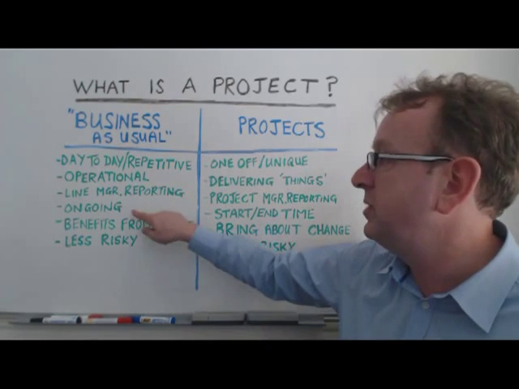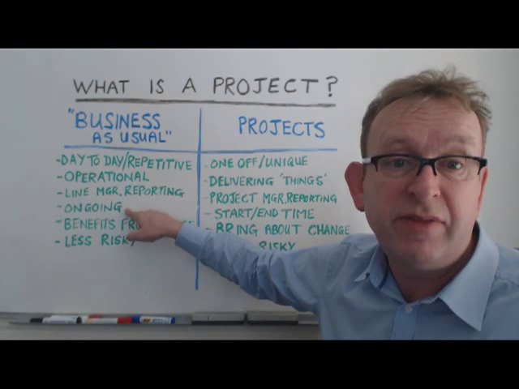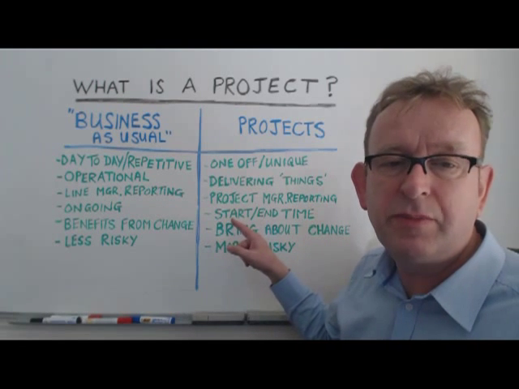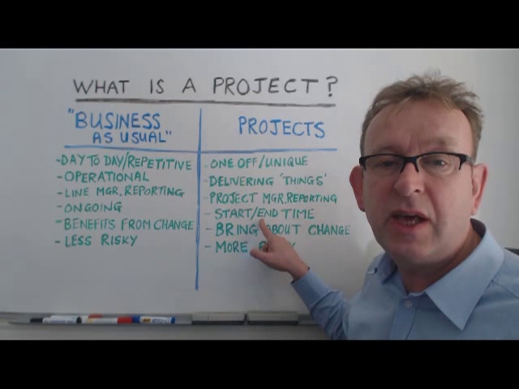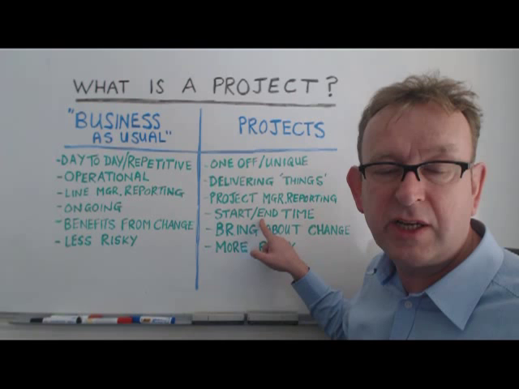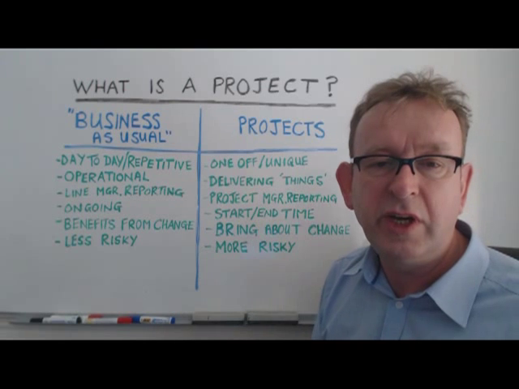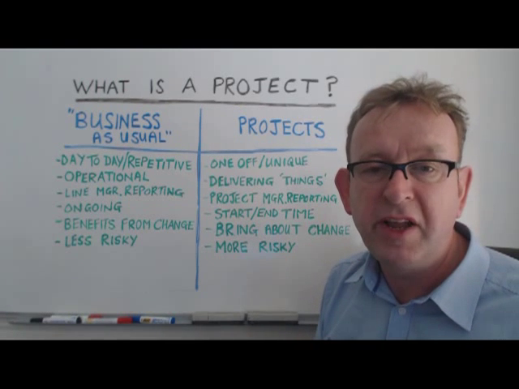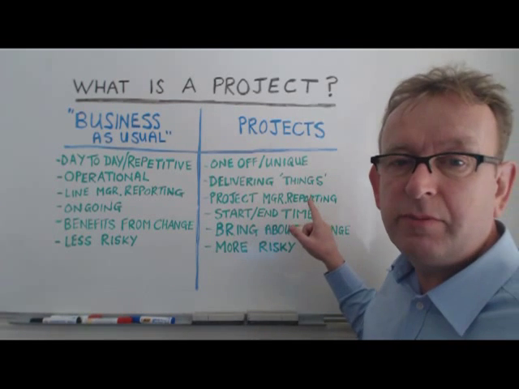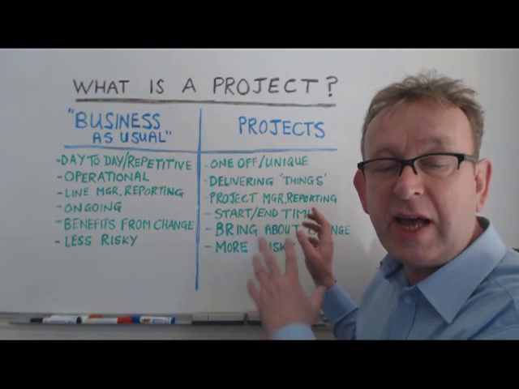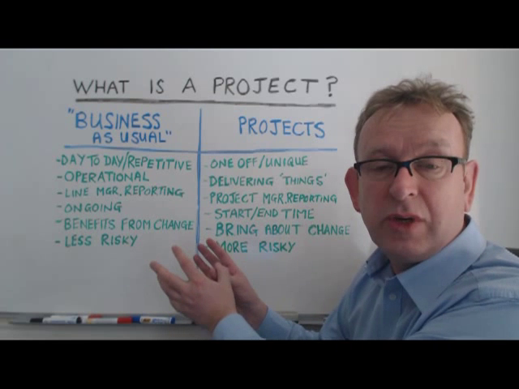The work that you do as part of business as usual is ongoing. It never ends, if you like, forever and ever. However, the work that happens as part of a project has both a start time and an end time. So therefore there is a schedule which we need to manage as part of the project. Now, a really important thing about projects that we need to understand is that projects bring about change into business as usual. Because a project is going to be delivering something which at the end of the project we hand back to the people who do the business as usual activities.